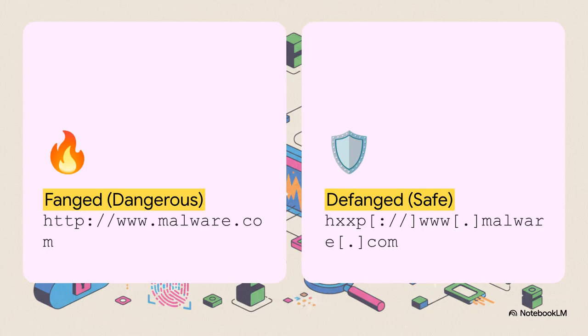Let's look at a perfect example here. On the left, you've got that dangerous, fanged URL. It's live, it's clickable, but on the right, you've got the defanged version. See how HTTP becomes HXXP and the periods and slashes are put inside brackets? To a person, you can still read it perfectly fine, but to a computer, it's just a string of text. No preview, no accidental click, and most importantly, no leak.